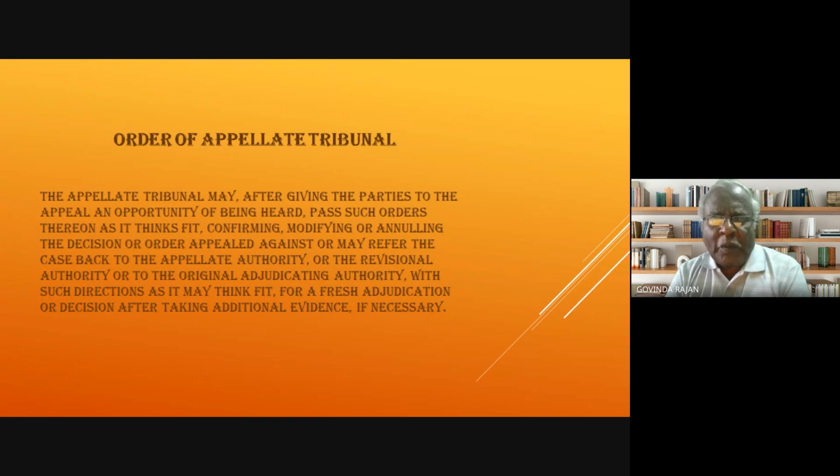So the order is passed after hearing the parties concerned. In the order, the appellate tribunal may confirm the order of the first appellate authority, or it may modify the order of the first authority, or it may set aside or annul the decision of the first authority. It may be remanded to the first appellate authority or original adjudicating authority to decide the case first after giving reasonable opportunity to the parties.